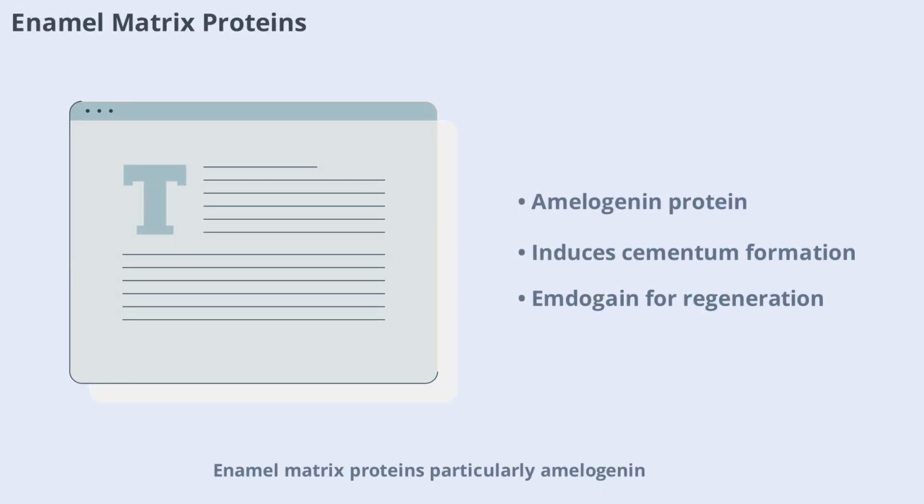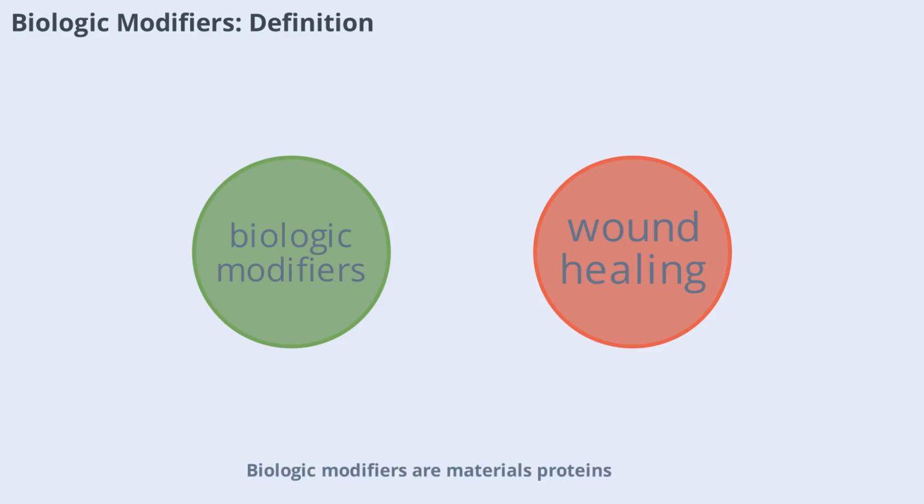Enamel matrix proteins, particularly amelogenin, are secreted by Hertwig's epithelial root sheath during tooth development and can induce acellular cementum formation. Products like Emdogain, derived from porcine teeth, mimic natural developmental processes and have been approved for clinical use to promote periodontal regeneration. Biologic modifiers are materials, proteins, or factors that have the potential to alter host tissue and stimulate or regulate the wound healing process.